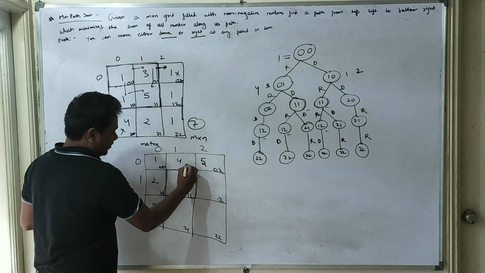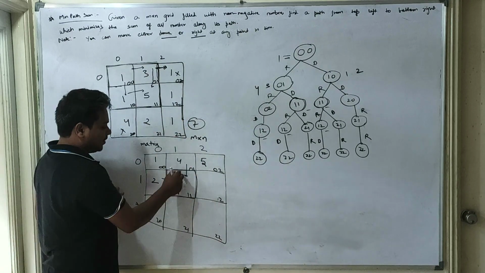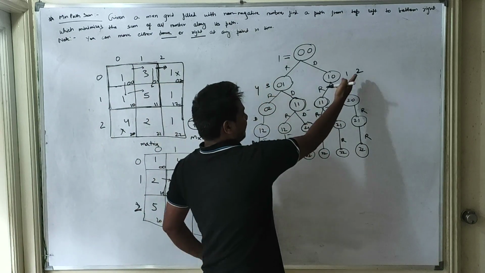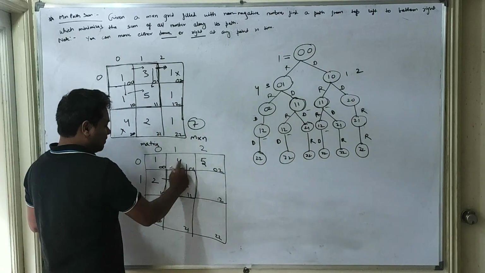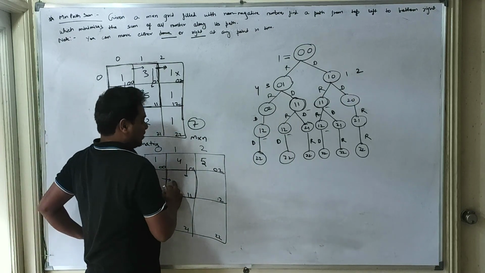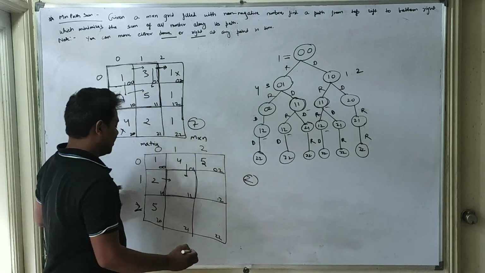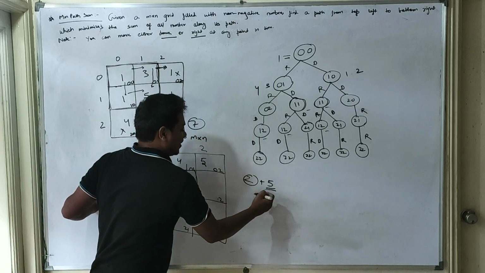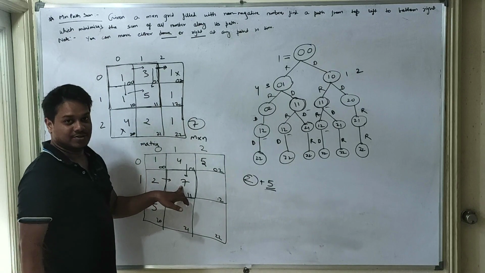So for this, either by going down or by going right. If we go down, the value is 4. But if we go to the right, the value is 2. So if we pick the minimum out of these two values, what would be the minimum path sum in that case? The minimum out of 4 and 2 would be 2, added to the value of the cell. So 2 plus 5, where 5 is the value of this cell. So this would be 7 in that scenario.